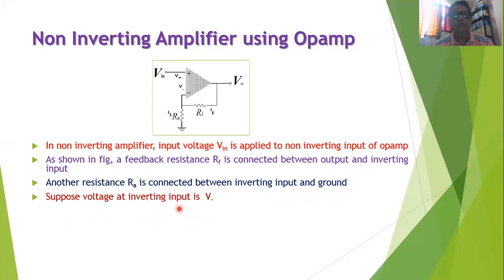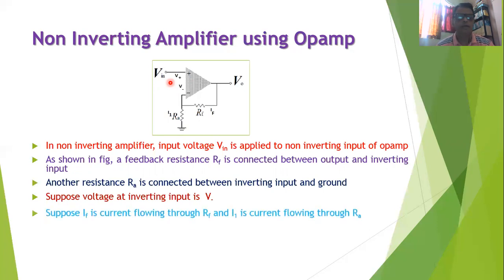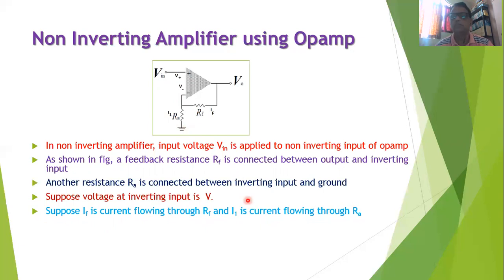Suppose the voltage present at the inverting input is indicated by V minus, and the voltage present at the non-inverting input is indicated by V plus. Suppose IF is the current flowing through the resistance RF and I1 is the current flowing through the resistance RA.